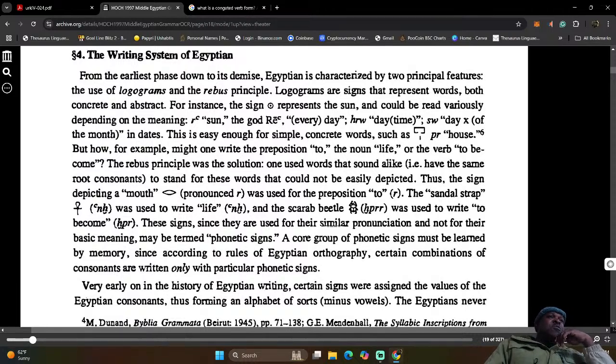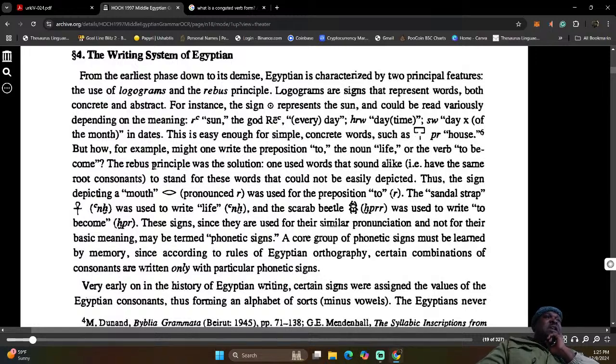Logograms are signs that represent words, both concrete and abstract. For instance, the sign Ra, which represents the sun, could be read variously depending on the meaning. Ra for sun, the god Ra, or every day, which is Heru, daytime, which is Su, day X of the month. All right. So if you're using the sun and dates, it's going to read different. This is easy enough for simple concrete words such as per for house.